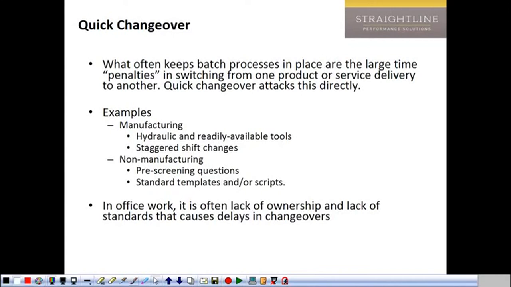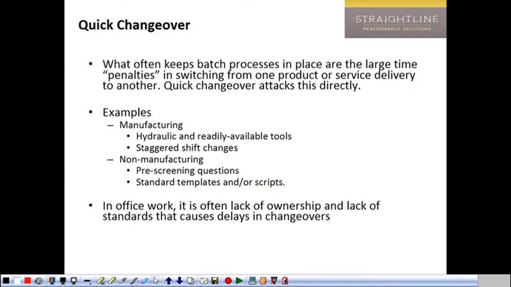So anyway, some examples of fixing this would be hydraulic lifts and readily available tools. There's a company called Synthes that did an amazing job of that, where they had tools on a hydraulic lift that went below the plant floor. And when they needed to retool, they just would bring up the new tools right from underneath, and they'd be ready to go in seconds.